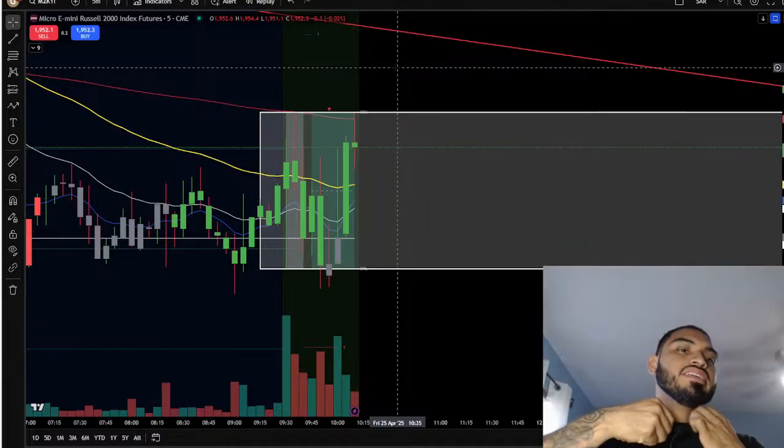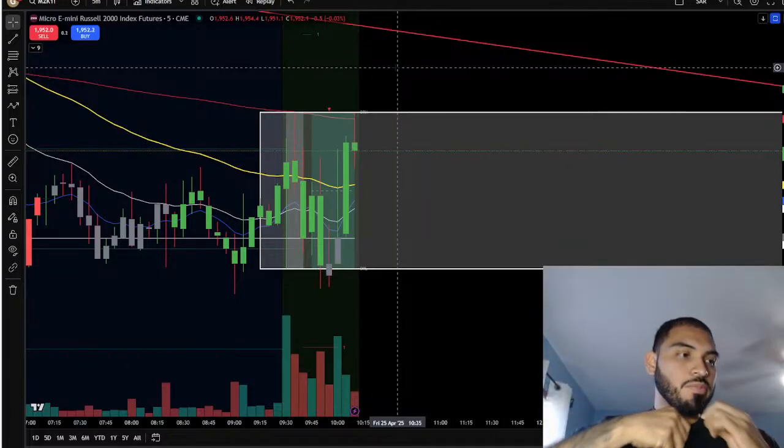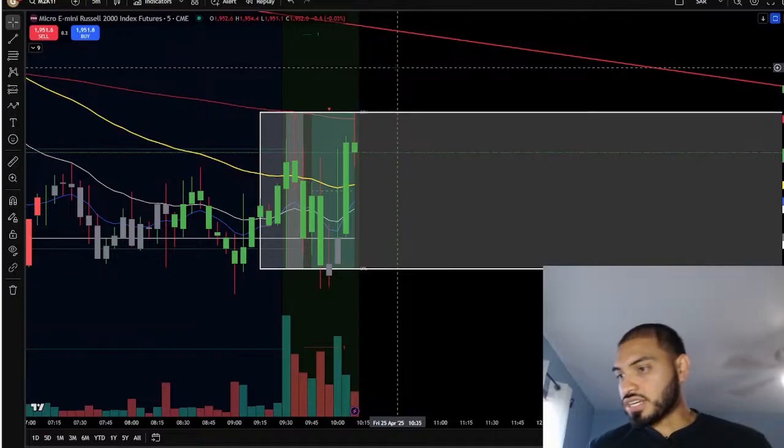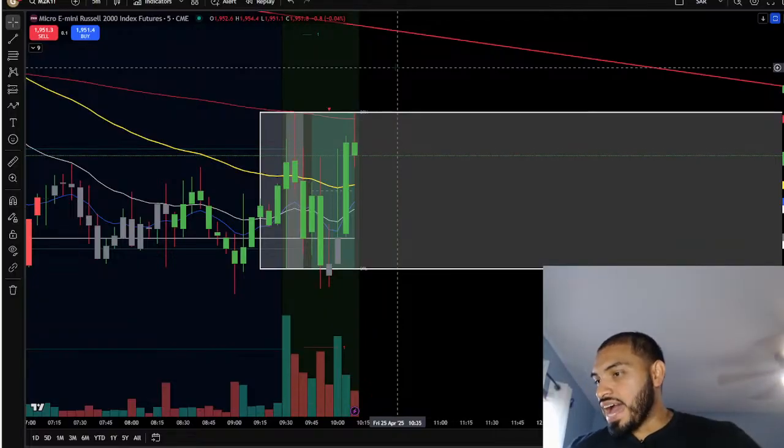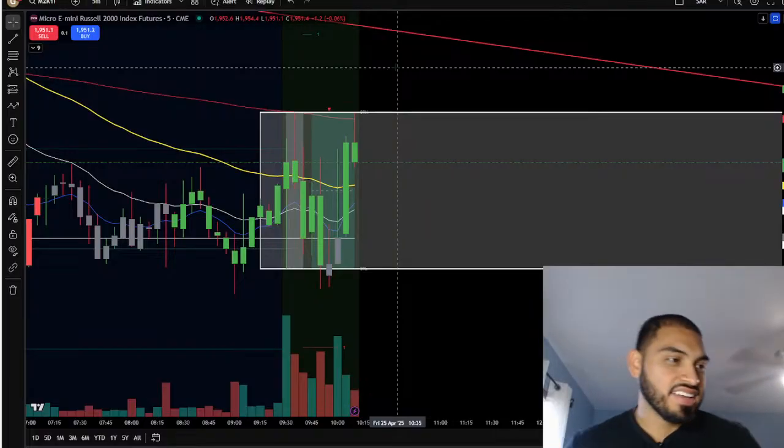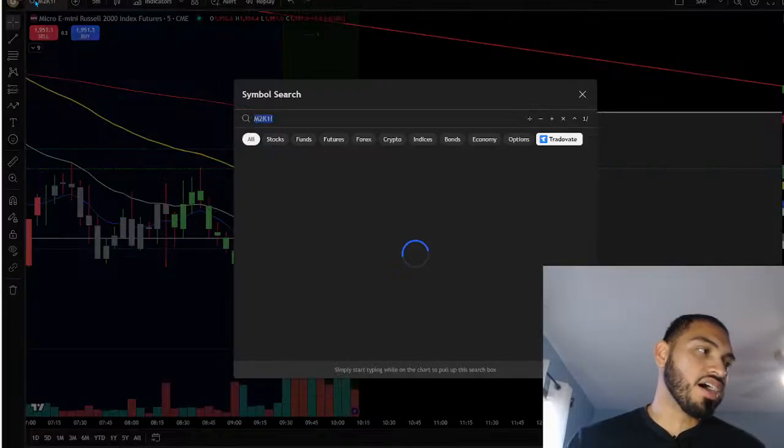Alright, what's happening? Nothing? No break of the orb? God damn, you're fucking killing me. Today the open 5 minute actually worked, but I'm not trading it. Let me take a look.